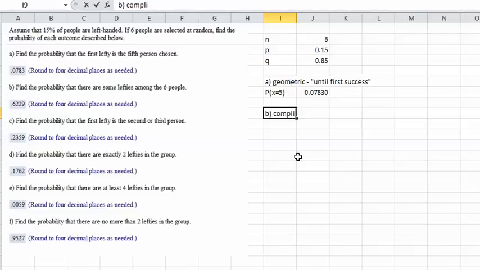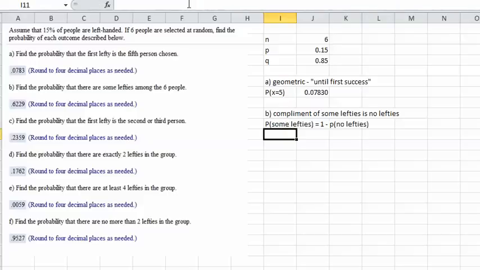The complement of some lefties is no lefties. The exact opposite. And so to find the probability that there are some lefties, all you have to do is compute 1 minus the probability of no lefties. Okay, so let me go back to this. I'll say that's just going to be equal to 1 minus the probability of no lefties.